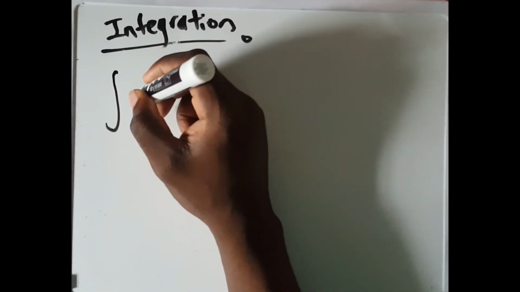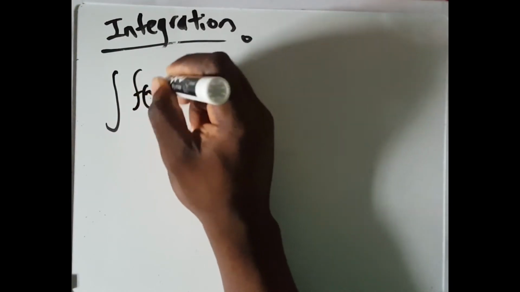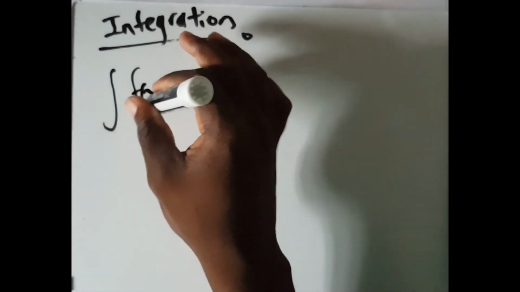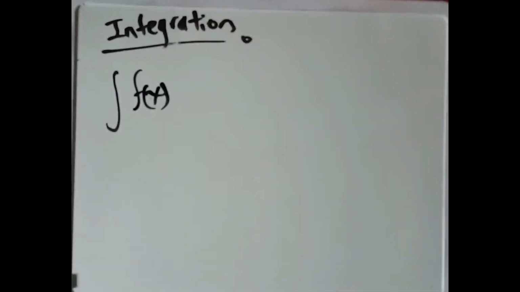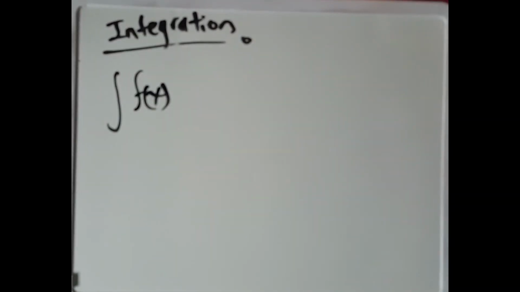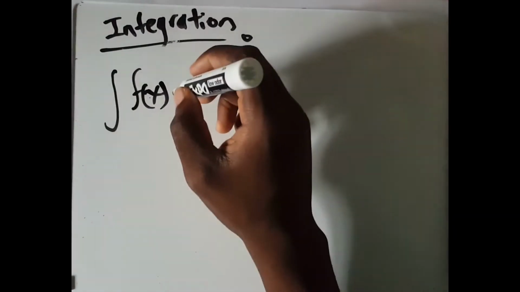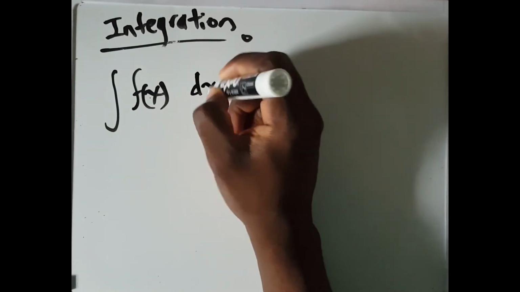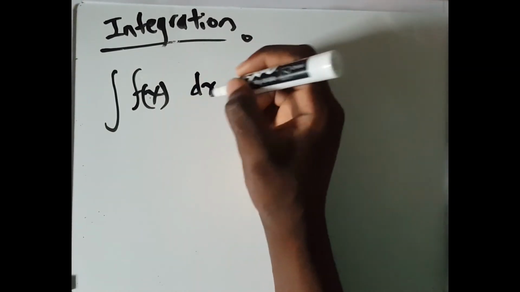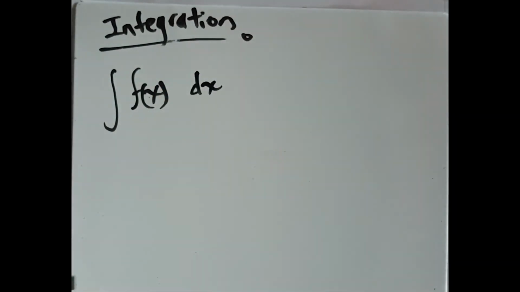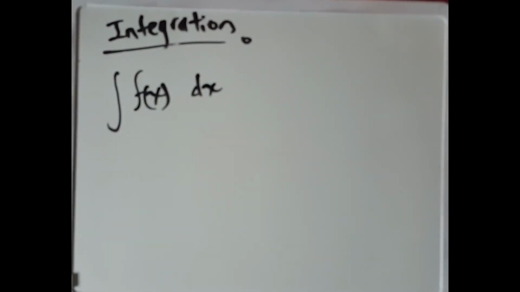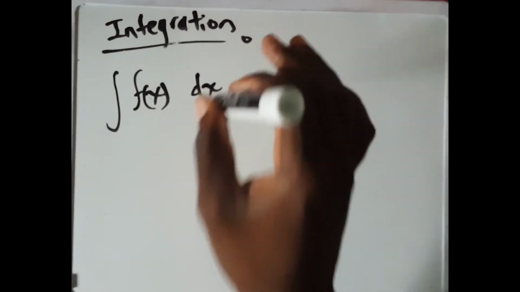Inside the integral sign, you'll have your function, whatever function it is. I have x because it's a function of x, but it doesn't have to be a function of x. And then here you would have dx, the variable that I am integrating with respect to. So I'm integrating with respect to x.